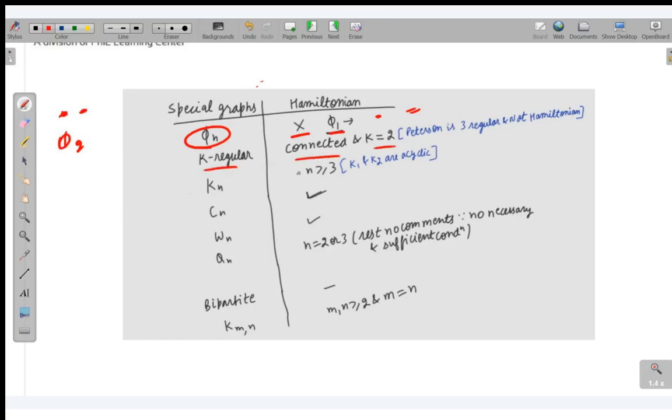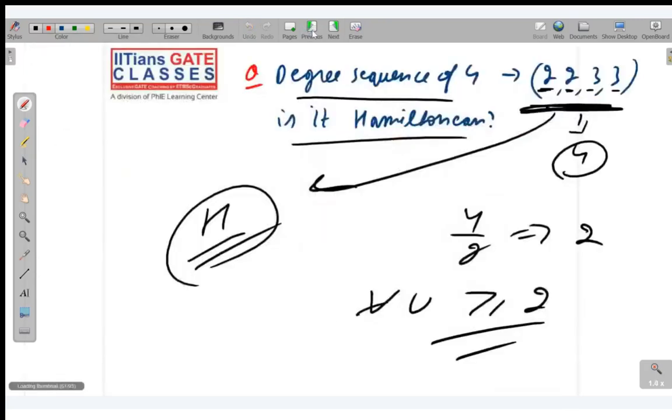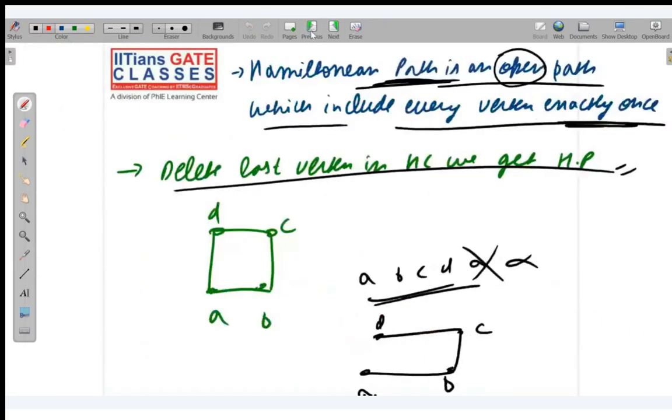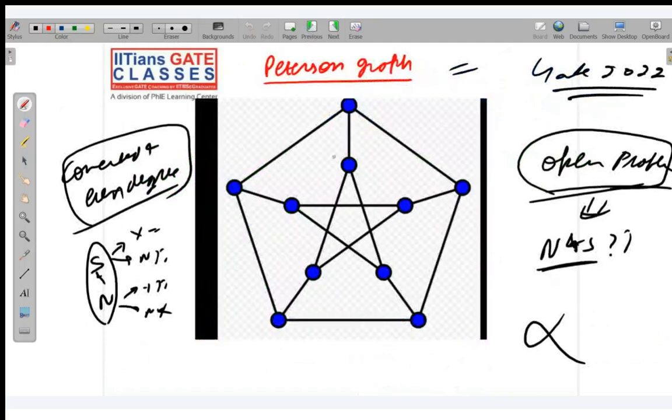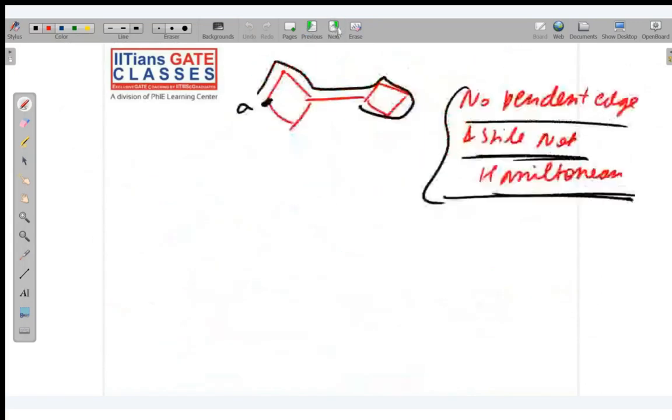A k-regular graph may or may not be connected, so it should be connected and k should be equal to 2, that is for sure. For the rest I cannot say. For example, the Petersen graph is 3-regular and it is not Hamiltonian. You can check that out. Every vertex is of degree 3, but still it is not Hamiltonian.